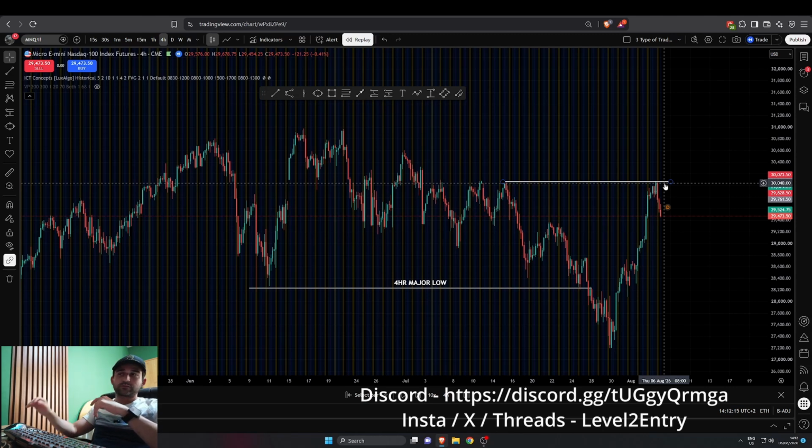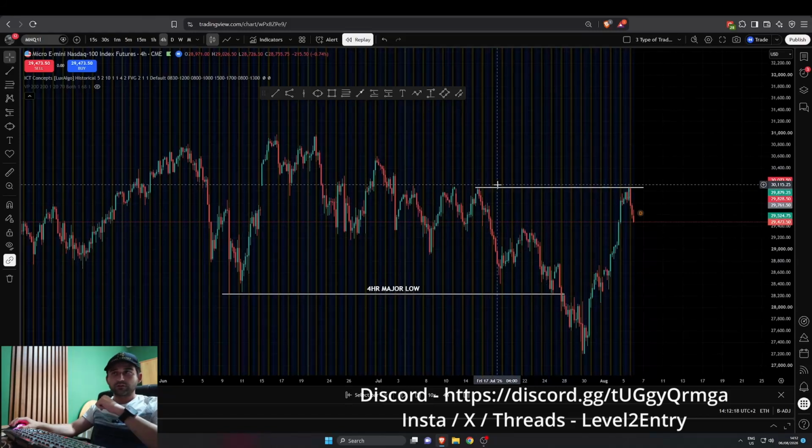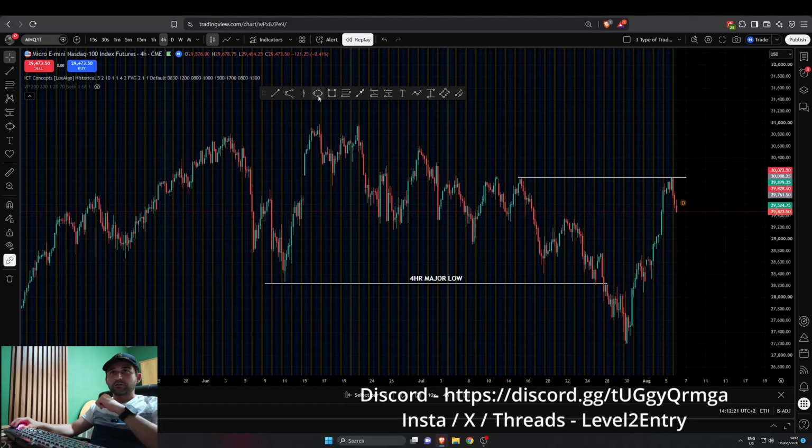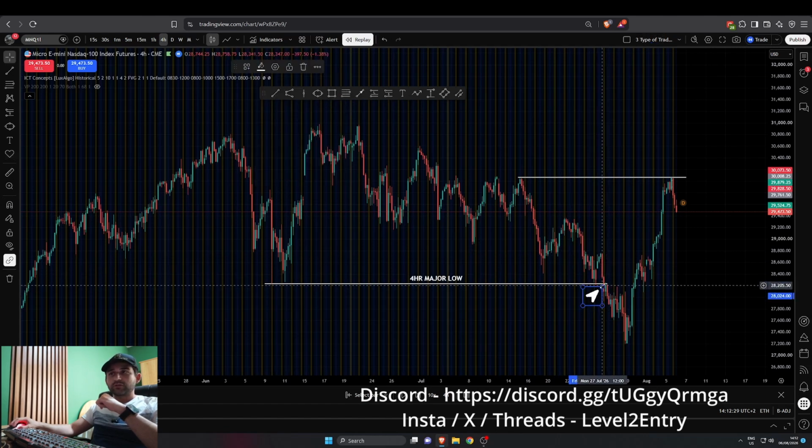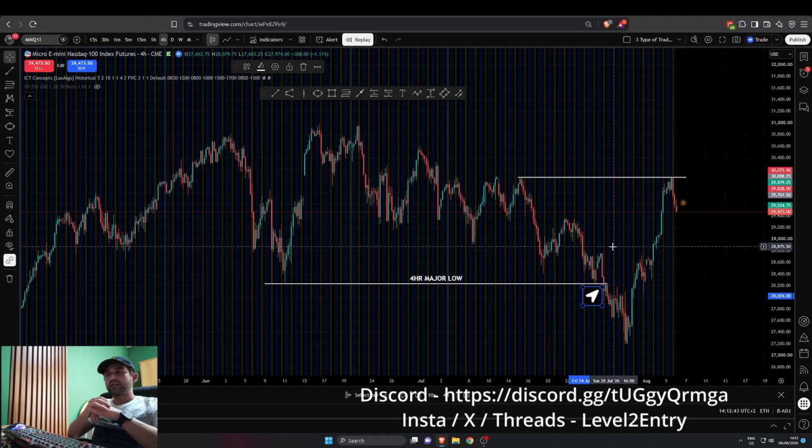So let's start. Right now, as you are seeing on my screen, right here, price took a 4-hour major low. That for me, when that low was taken, I decided to change my bias to bearish. So I will take only short setups.